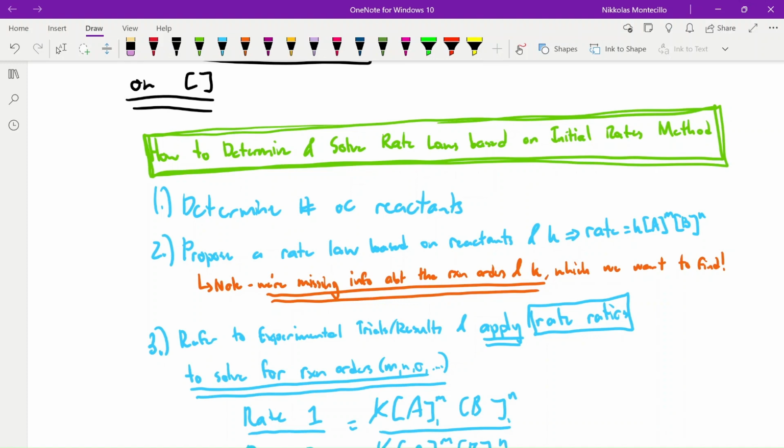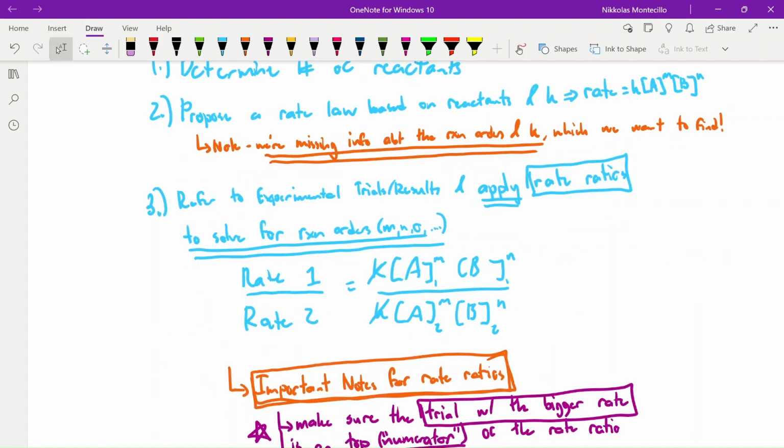Now let's make an important note here that we're missing information about the reaction orders and K, which we want to find. So this is technically an incomplete rate law, or a rate law that's missing information. To solve for the reaction orders, we want to refer to the experimental trials and results and apply rate ratios to solve for reaction orders.